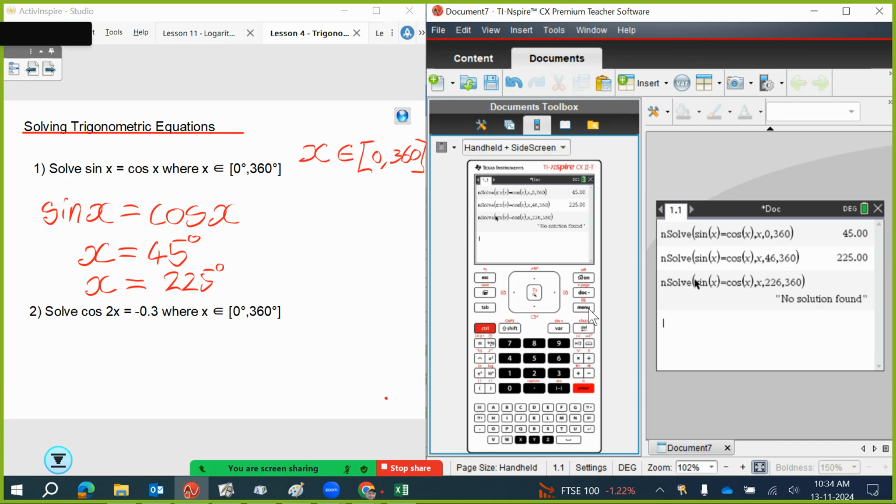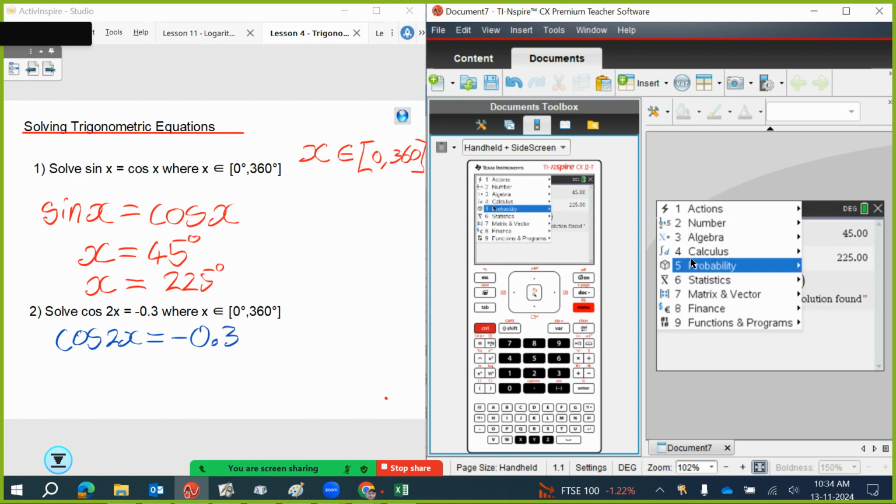All right, let's do another one. Let's do the second one, and I'll run through it on the calculator for you here to begin with. Do this as another example. So we are going to try and solve this equation. Cosine of 2x is equal to minus 0.3.